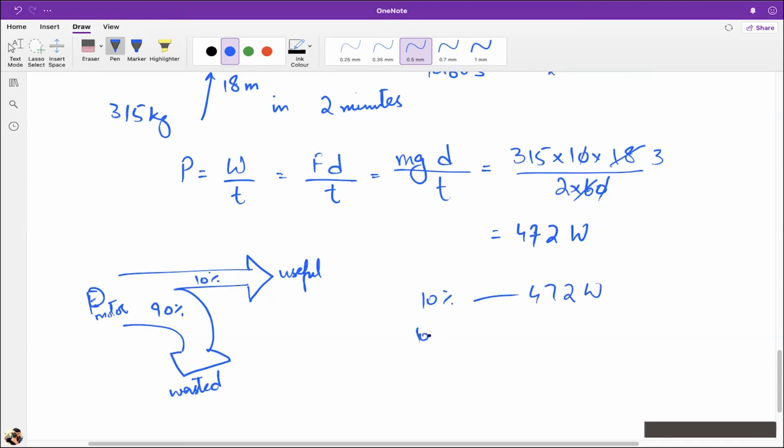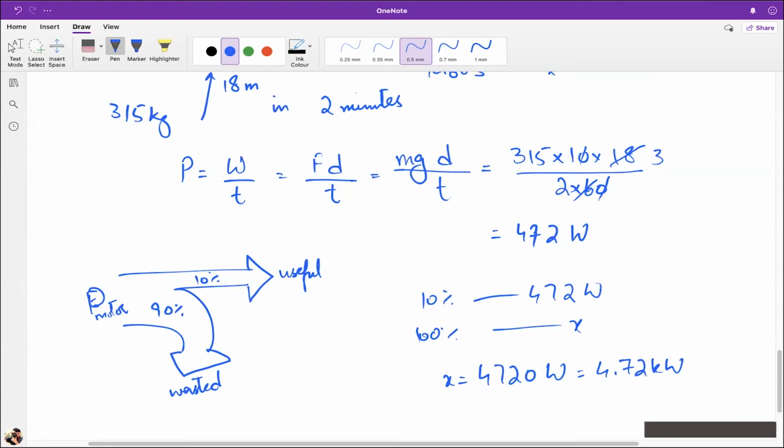Then how much is 100%? We can easily figure that out: X is going to be 4720 watts. So this particular motor is rated for 4.72 kilowatts or 4720 watts, but it is only delivering a power of 472 watts. The rest of it, you subtract 472 from 4720, and you get 4248. So 4248 joules per second is wasted.